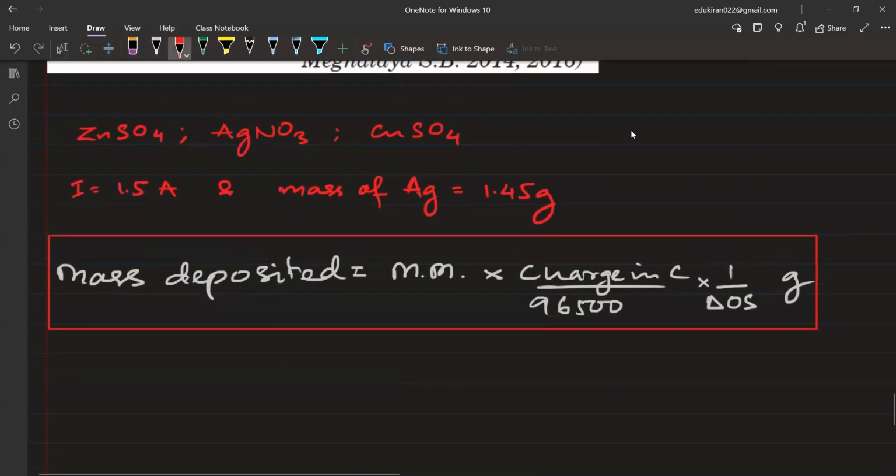Now look, we wrote a formula here. Mass deposited is equal to the molar mass into charge in coulombs divided by 96500 upon change in oxidation state. Here we first have to see what the change in oxidation state is. The rest of the things you have. Now 1 mole of mass we have converted to Ag. We will write the equation for Ag. AgNO3 is getting converted to Ag. What will be the oxidation state of Ag here? Tell me. The oxidation state of NO3 is 1. Yes. What will be the oxidation state of Ag? Tell me in the chat.